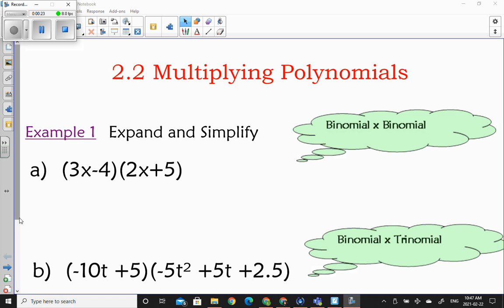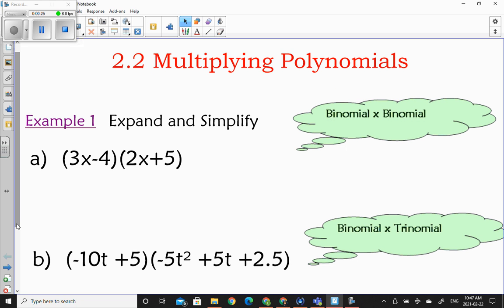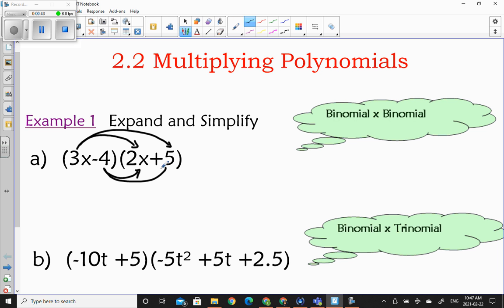The method we're going to use is to multiply the first term in the first binomial with both the terms in the second binomial. So 3x gets multiplied with 2x and 5. And then we're going to multiply the second term in the first binomial, which is negative 4, with 2x plus 5. Once we've done that product, we're going to add like terms and simplify. So the first step is multiplication, which is the expansion step.